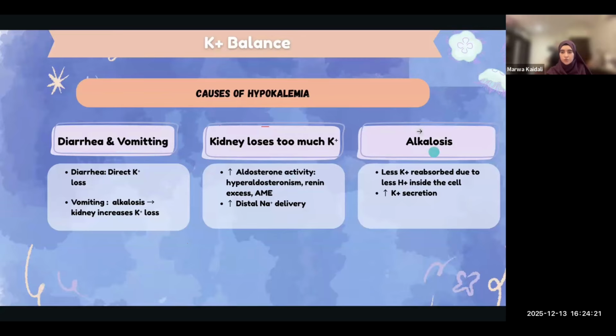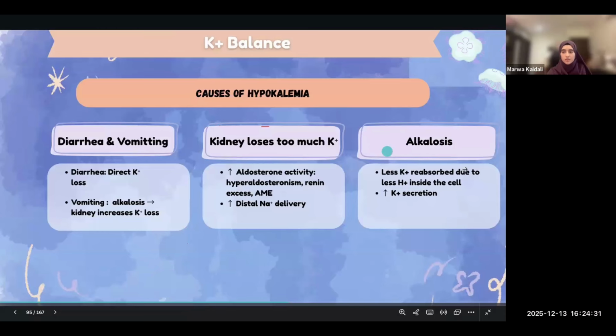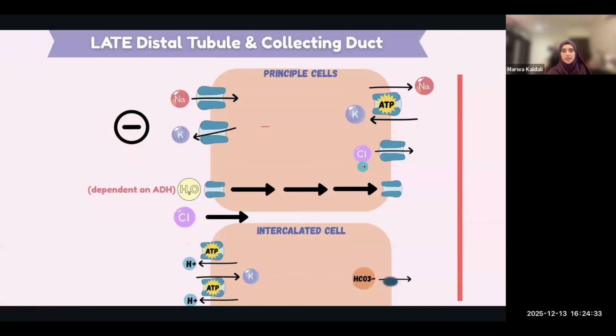And then we have alkalosis, which we already mentioned, which is when we have less potassium reabsorbed because we have less H plus present in our body. So this pump is not going to be able to work well, which is going to cause hypokalemia. Now that's it for the hypokalemia causes.